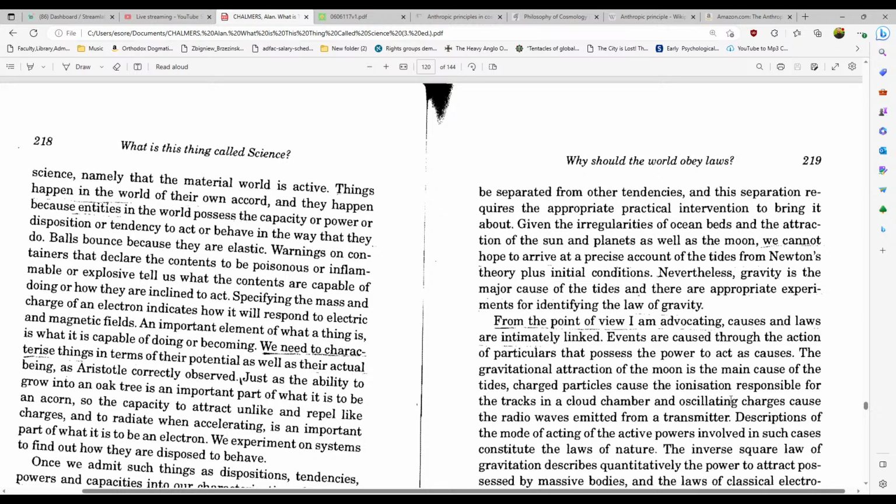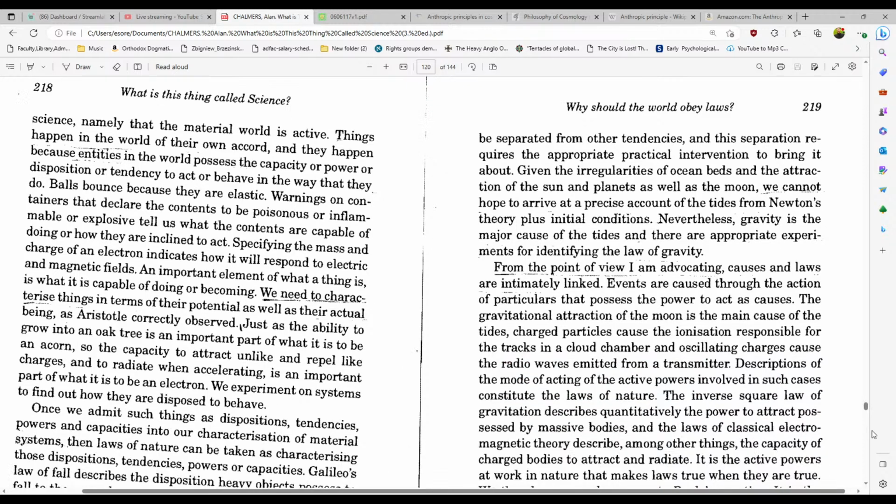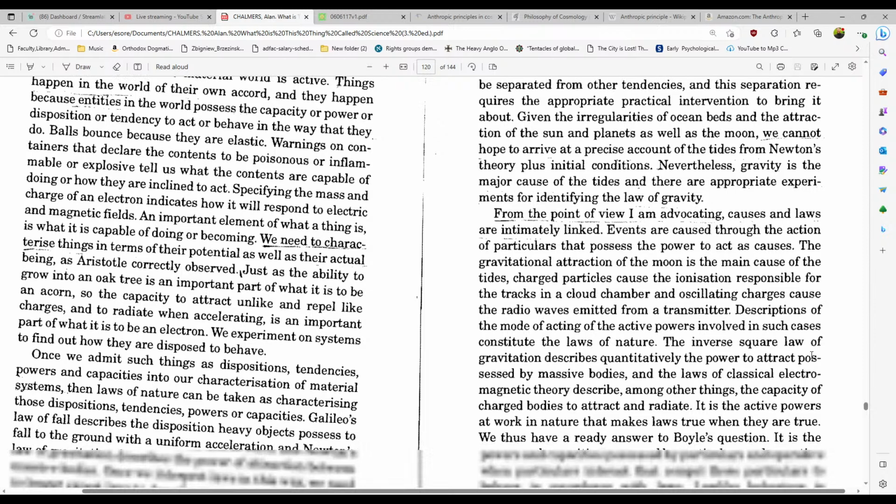Charged particles cause the ionization responsible for the tracks in a cloud chamber, and oscillating charges cause the radio waves emitted from the transmitter. The inverse square law of gravitation, and there's Newton right there, describes quantitatively the power to attract possessed by massive bodies, and the laws of classical electromagnetic theory describe, among other things, the capacity of charged bodies to attract and radiate. It is the energeia, the active powers at work in nature, that makes these laws true when they are true.